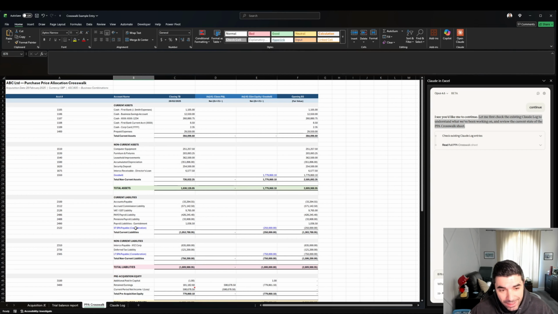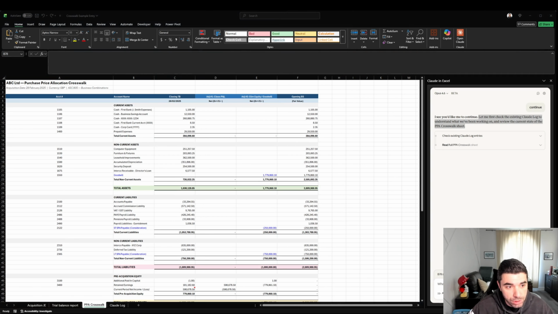It did come back and ask some really thoughtful questions, which I wanted to quickly share. It asked if book equaled fair value for all the identifiable assets and liabilities. It asked if it should close the P&L to retained earnings for a clean opening balance sheet. And lastly, it eliminated all pre-acquisition equity, which is just standard pushdown accounting.